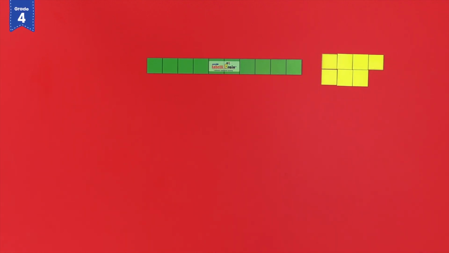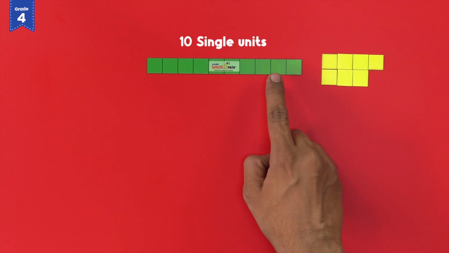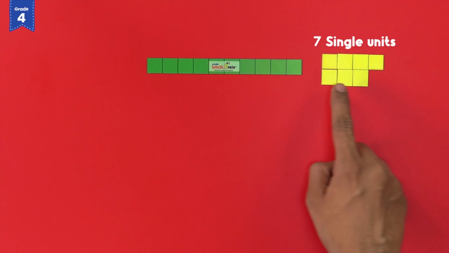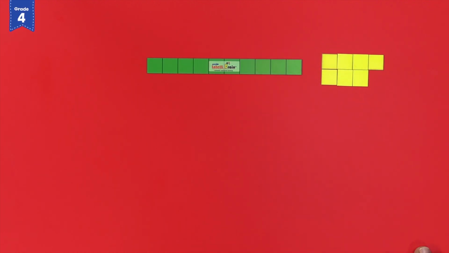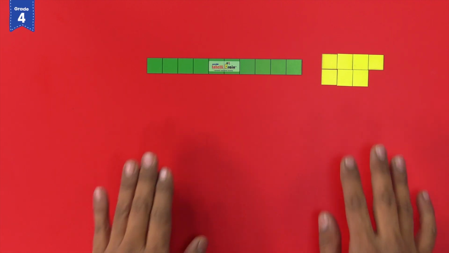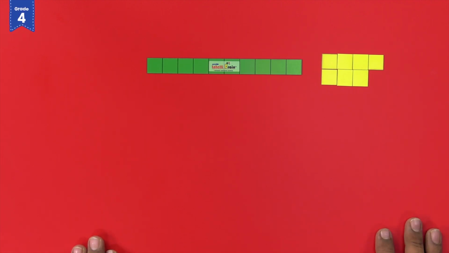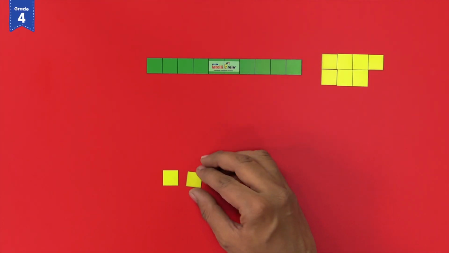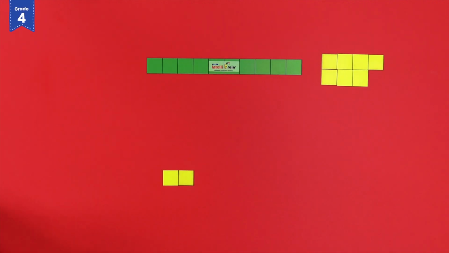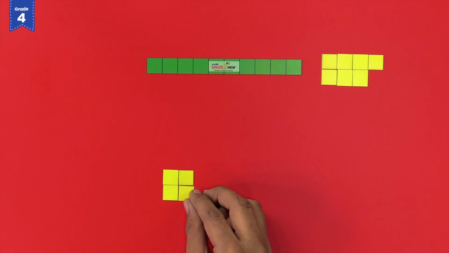Now count the total number of single units here. We have 10 single units in the tens card and 7 single units of the ones cards, which make a total of 17 single units, and that is our dividend. Now we will make 4 groups equal to the divisor, which is the number 4, using the ones cards. We will make 4 equal groups using the ones card till we reach the number 17, which is our dividend.